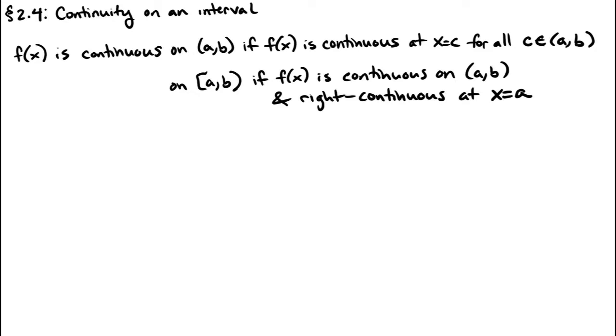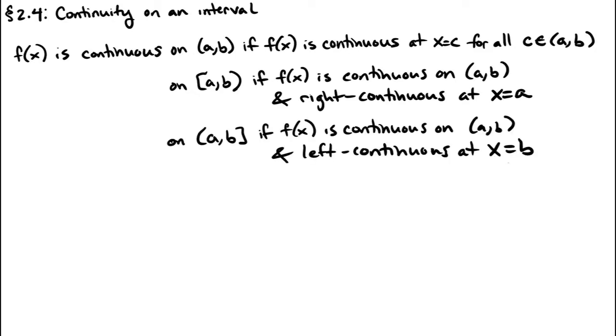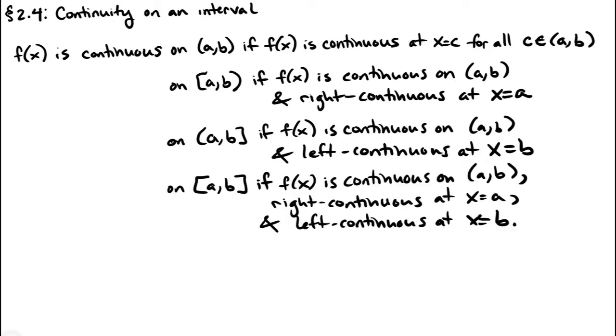Something similar happens when we include b. We want the function to be left continuous at b, because it's continuous for all those values that are a little smaller than b, and as we approach b from those smaller values from the left, we also want to approach f(b). And then the interval including both a and b is exactly what you would expect. It should be right continuous at a and left continuous at b.